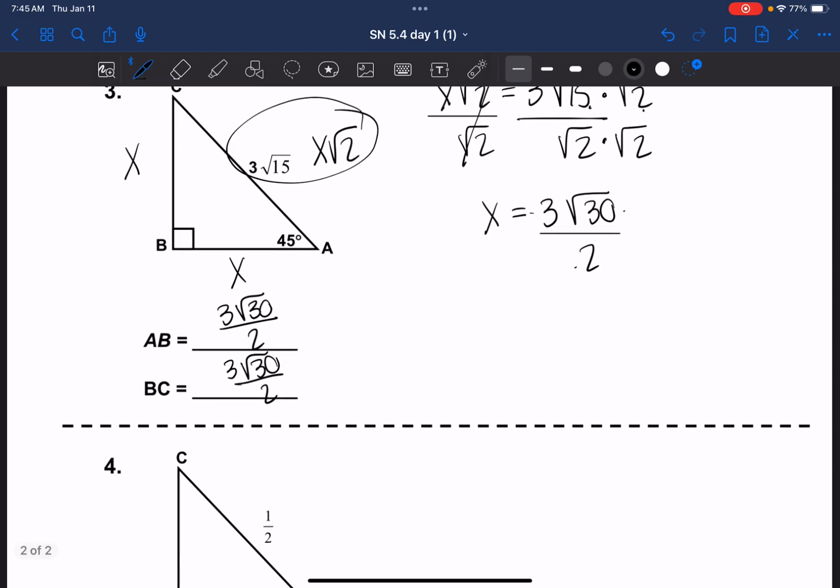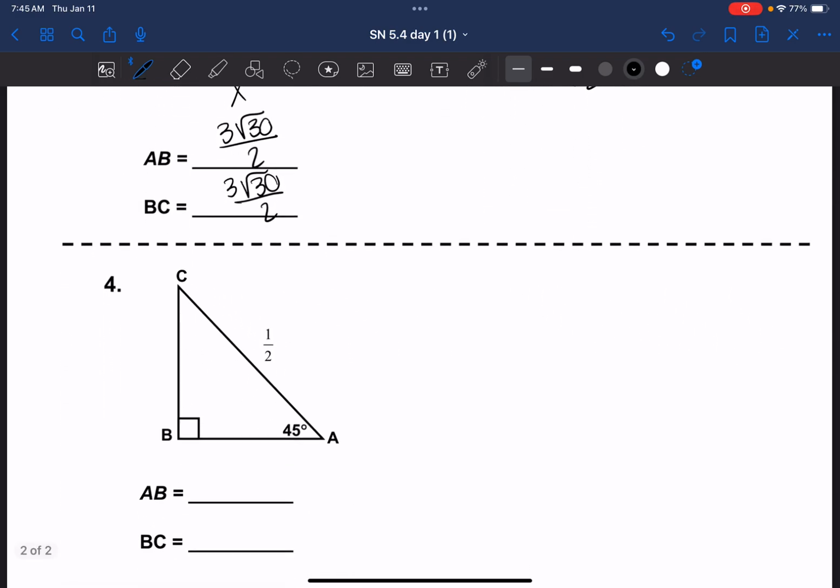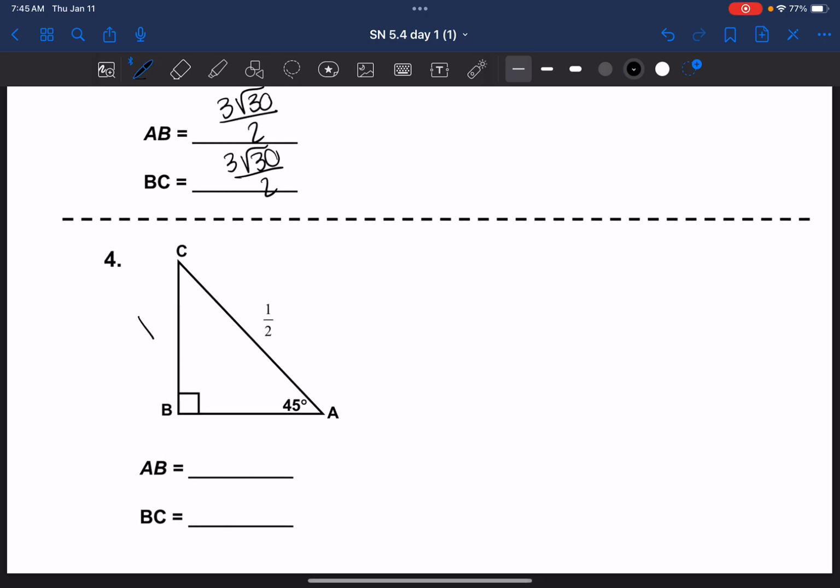All right, last example. Again, first thing we should be doing is labeling the sides. So my legs are x and x. My hypotenuse is x square root of 2. So this means that x square root of 2 is equal to a half. So I need to divide by square root of 2.